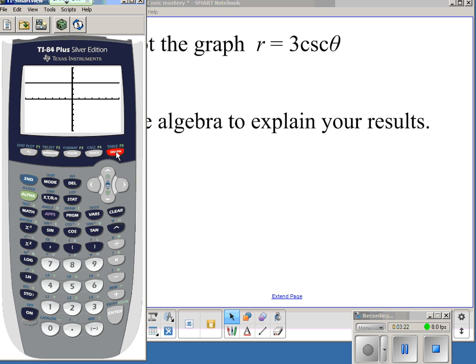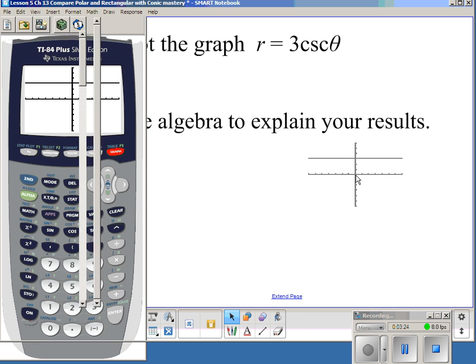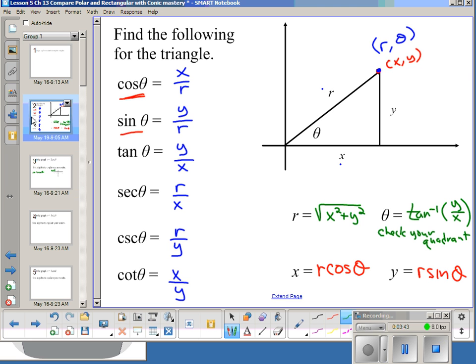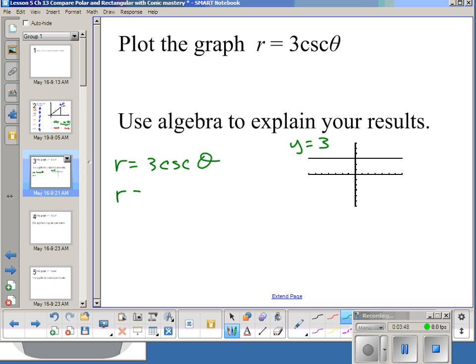Whoa. So there it is. And this looks like the equation y equals 3. So why would that be? Well, we're going to do some converting. So we're going to start with our r equals 3 cosecant of theta. And I saw from my slide before that I can replace cosecant of theta with r over y. So I'm going to do that. R equals 3 r over y.